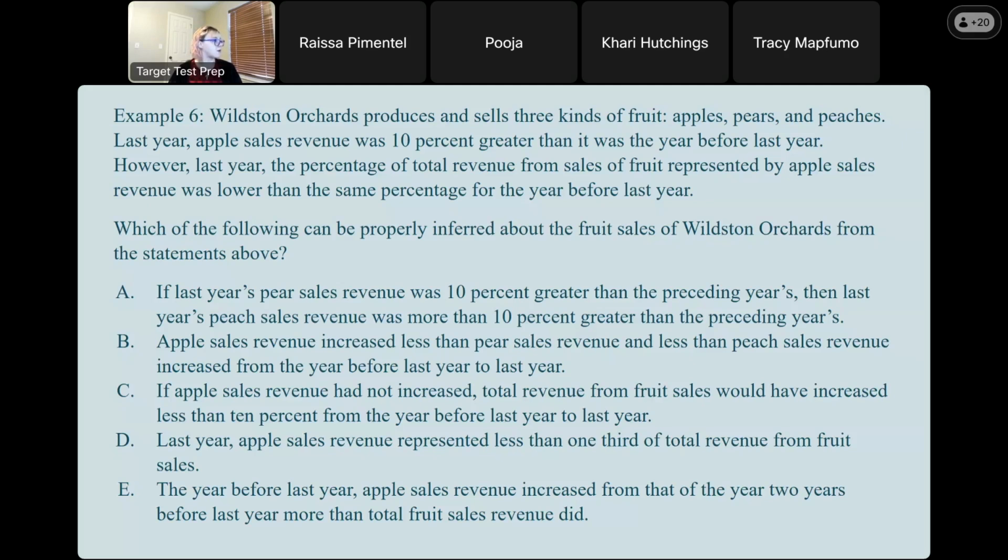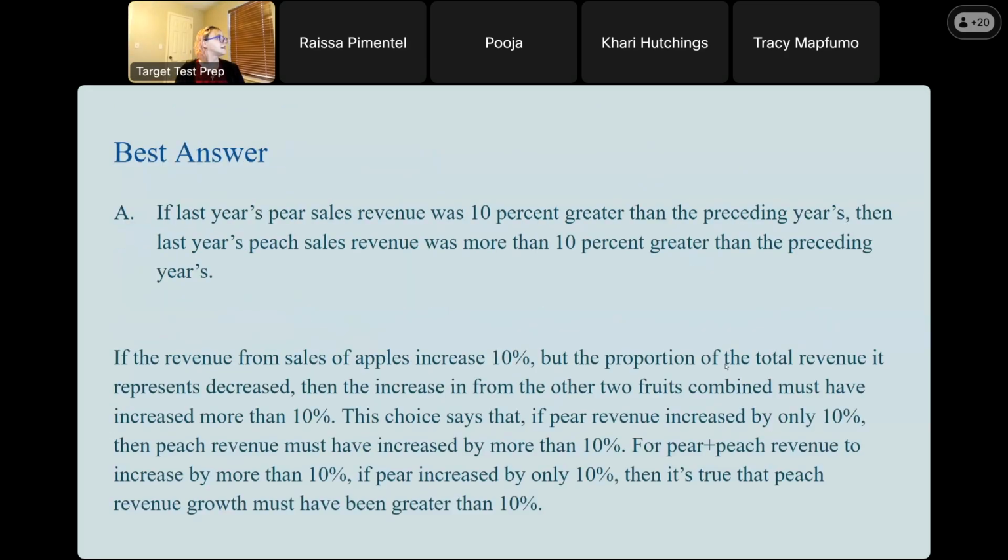And E, the year before last year, apple sales revenue increased from that of the year 2 years before last year more than total fruit sales revenue did. We definitely don't know anything about 2 years ago. So the year before last year. Yeah, that's out of scope in a time sense. So I'm thinking A. Let's see.